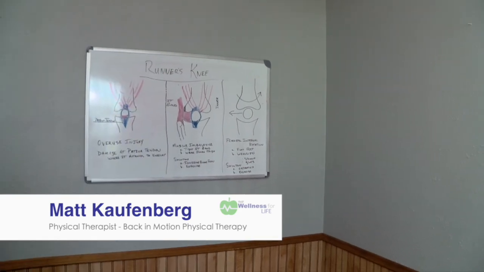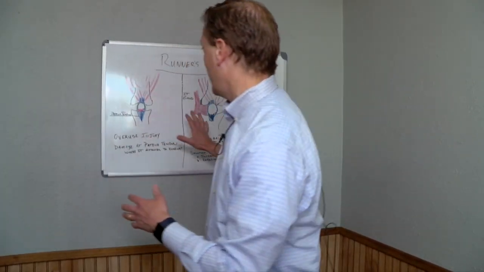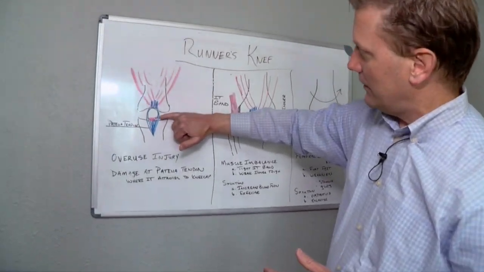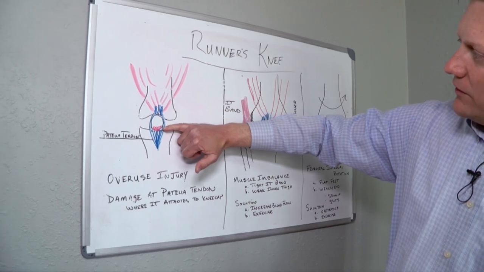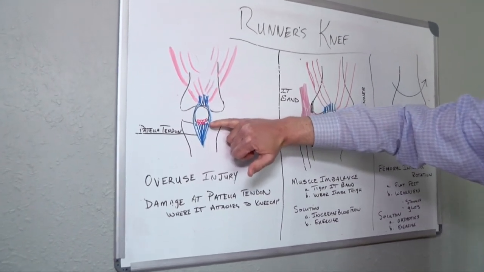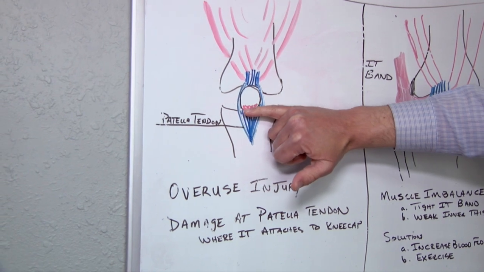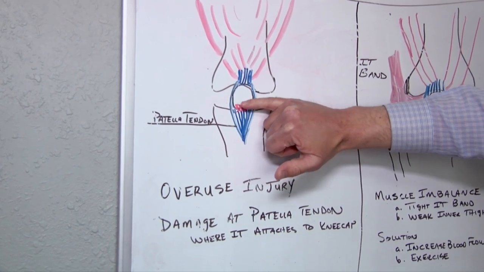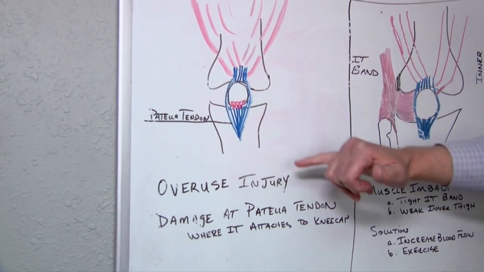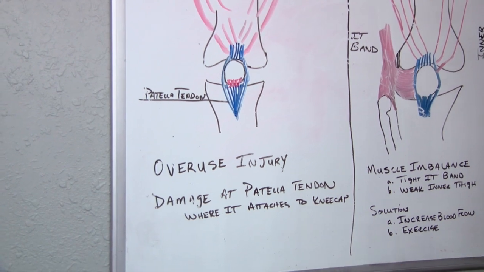Just because that whole region is really irritated. If we look at the diagram here, I'm pointing out those red X's. That's exactly where the issue occurs. You have this blue patella tendon, and it attaches into the bottom part of that kneecap, and that's the region that starts to get irritated. It is considered an overuse injury.